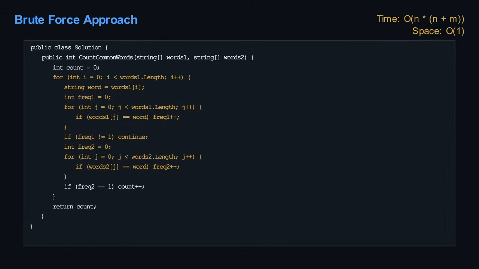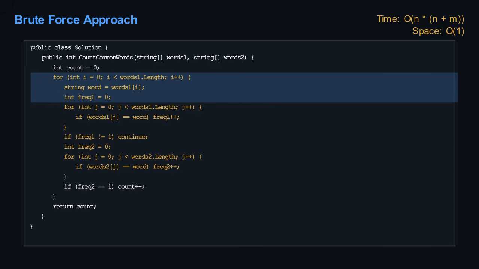A naive approach would involve iterating through each word in words1. For every word, we'd then iterate through words1 again to count its frequency, and if it's 1, we'd iterate through words2 to count its frequency there. If both frequencies are exactly 1, we increment our total.